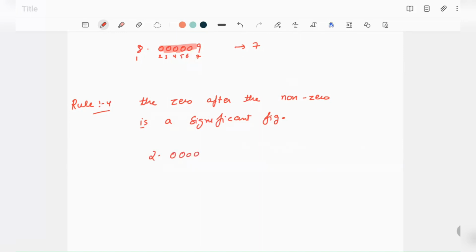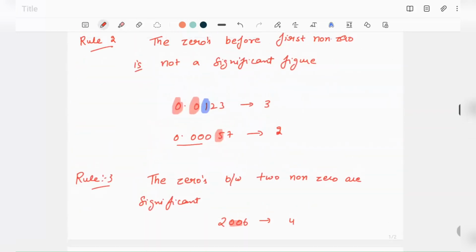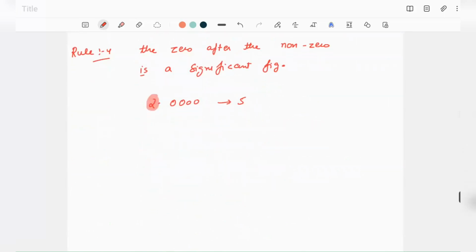2.0000. So the zeros which are coming after, that is, whichever zeros come on the right side of a non-zero, we have to count them as significant figures. So total significant figures come to 5. If you remember rule number 2, it said the zeros that come on the left we do not count, and the ones on the right we must count. The zeros on the right we will count.